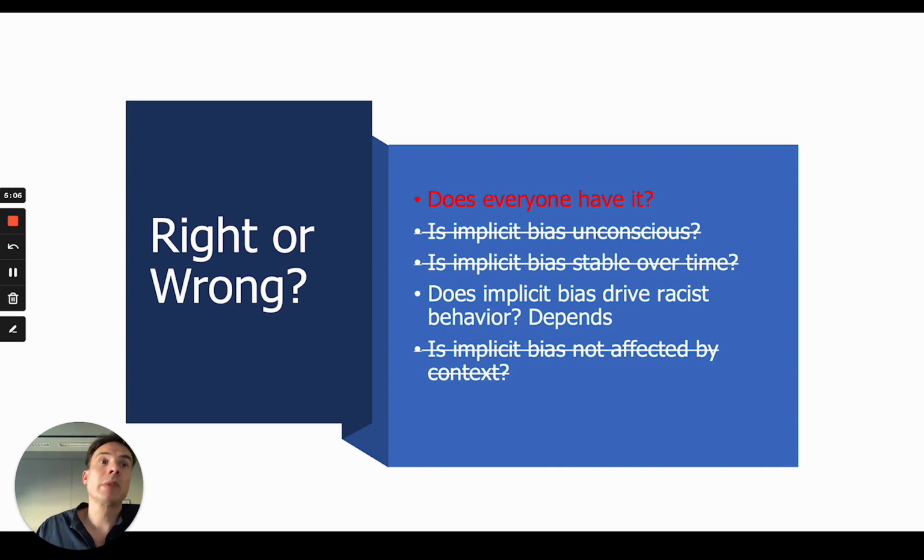Okay. Does implicit bias drive racist behavior? Why do we care about this implicit bias? Because it predicts behavior. It depends. Implicit bias seems to predict a certain type of behavior, and that behavior is often when our System 1 is in charge, not so much our System 2, when our more automatic processes are in charge.